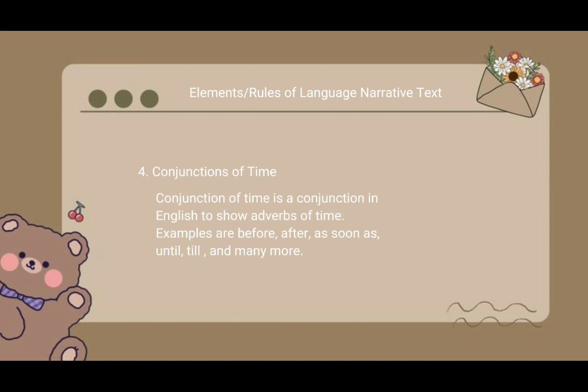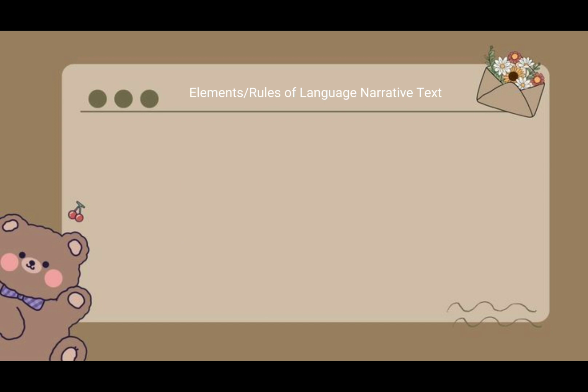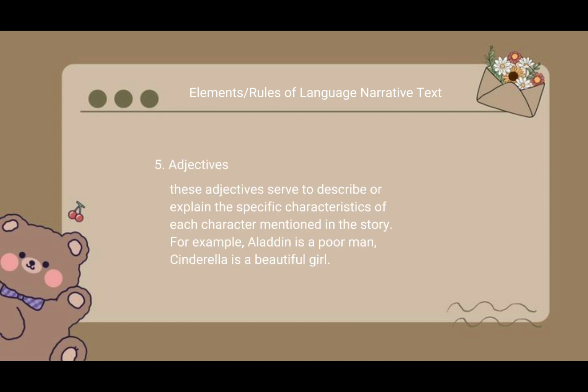Fourth, conjunction of time. Conjunction of time is a conjunction in English to show adverbs of time. Examples are before, after, as soon as, until, till, and many more. Fifth is adjective. These adjectives serve to describe or explain the specific character of each character mentioned in the story. For example, Aladdin is a poor man, Cinderella is a beautiful girl.